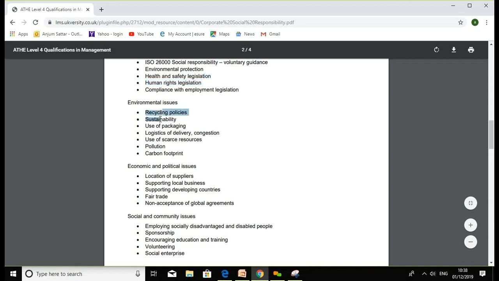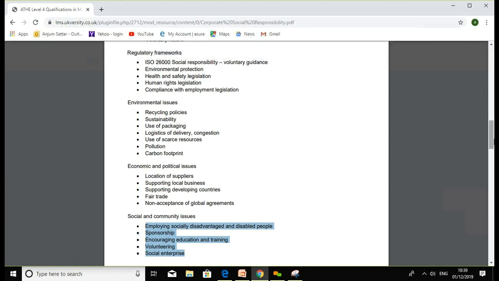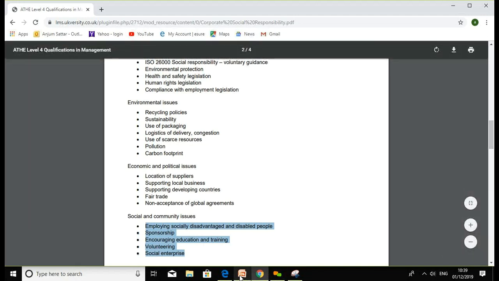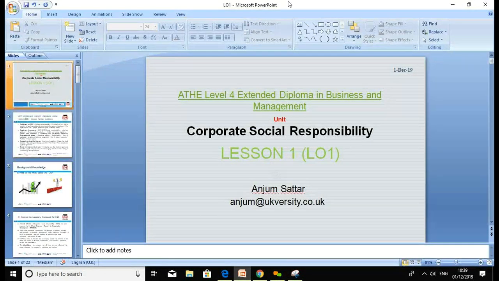Environmental issues are the key focus in our discussion as well: recycling policy, sustainable policy, delivery, logistics, carbon footprint. We'll go through fair trade, what is meant by fair trade, and different locations and suppliers, social and community impact, and how an organization can become what is called a social enterprise organization. That's all in focus in our lesson today.